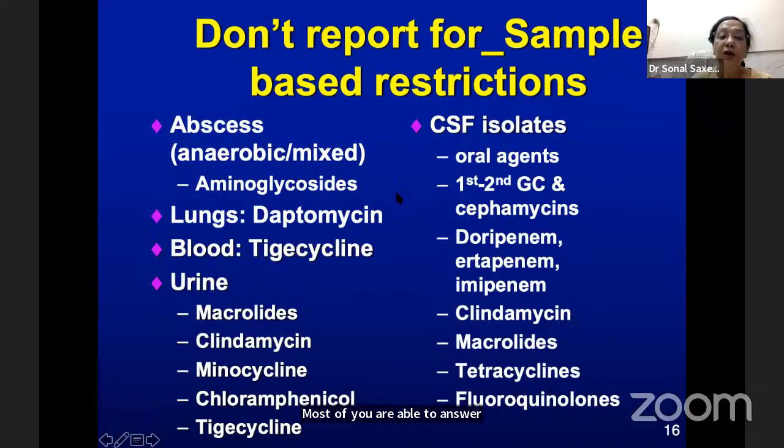Good. The concentration of tigecycline in blood is very, very low, so you don't give tigecycline. Then these antibiotics don't get concentrated in urine, so you don't give them. And again, these will not cross the blood-brain barrier, so you will not report.